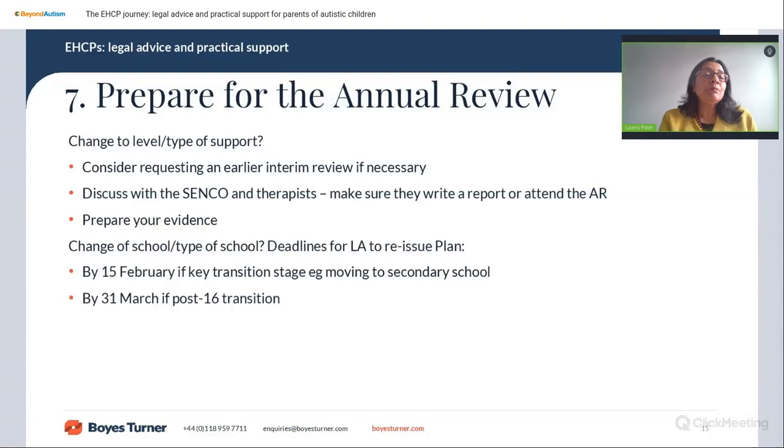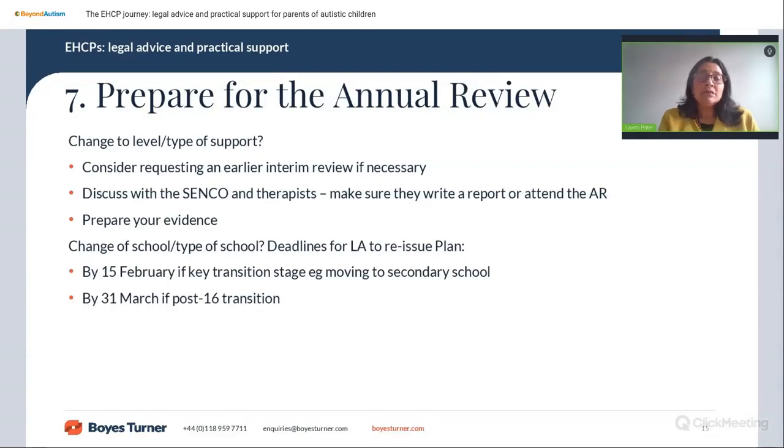Again, the annual review will be looking at the EHCP, so all those sections of the EHCP which I've gone through already. But when you're preparing for an annual review, if there's something that you're not happy about and you're wanting to change, start to think about the evidence that you have to gather for that. Think about the level or type of support. Think about whether an earlier interim review is needed; you can request an emergency or an interim review, so you don't have to wait for the annual review.